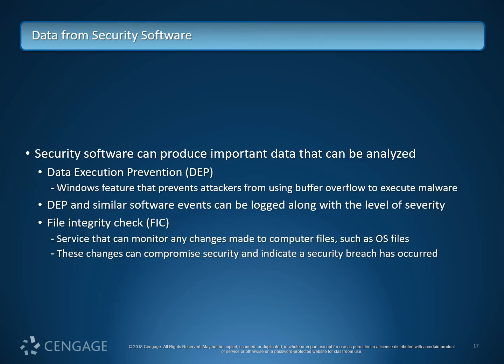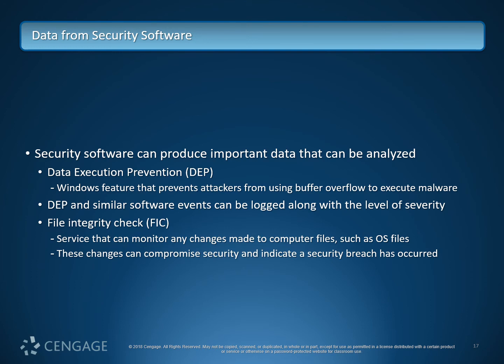Now, security software can produce important data that can be analyzed. We often fall into 2 categories on that, DEP and FIC. Data execution prevention is a Windows feature that prevents attackers from using buffer overflow to execute malware. Talked about buffer overflow before, trying to trigger a negative number wraparound. DEP and similar software events can be logged along with their level of severity. So, just because DEP triggers doesn't mean it's something critical, but we can see trends. And trends are much more important than one-time incidents.